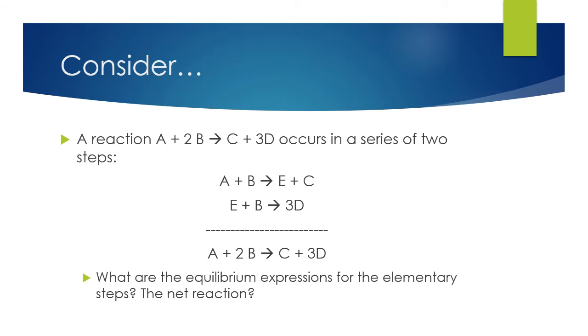So with that in mind, let's take a look at a reaction written as a series of steps. Let's say the reaction A plus 2B yields C plus 3D can occur in a series of 2 steps, as shown here, where E is another chemical that is acting as an intermediate. What would the equilibrium expressions for both elementary steps each look like? What about the equilibrium expression for the net reaction?